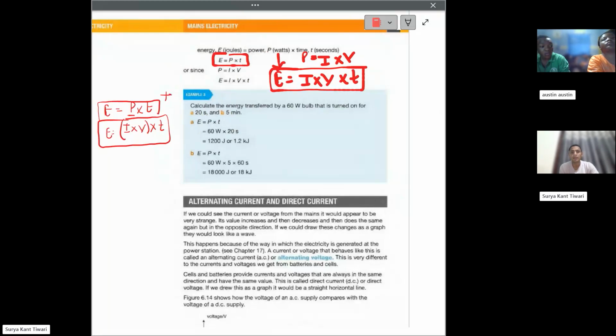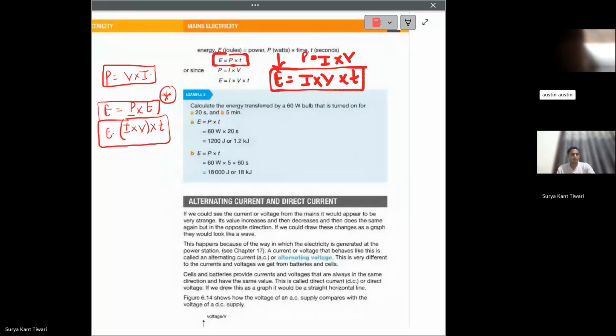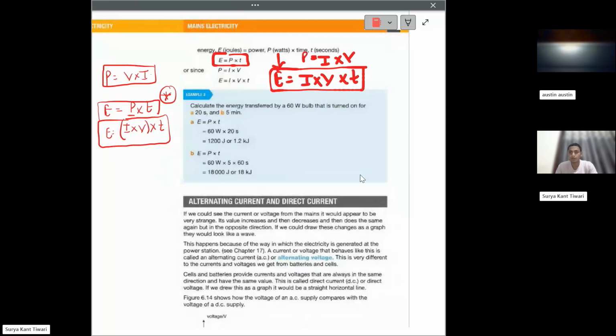Just highlight them and make a note of the formulas. The previous formula, P is equal to V times I, and then this formula as well. These two formulas you have to make a note of. And after that, I will tell you about alternating current.